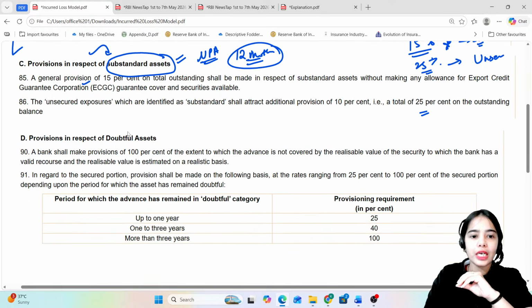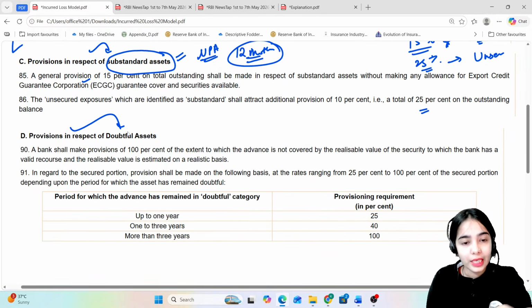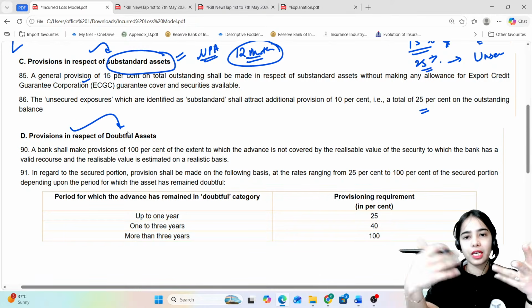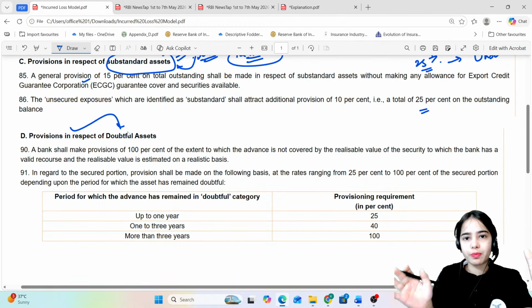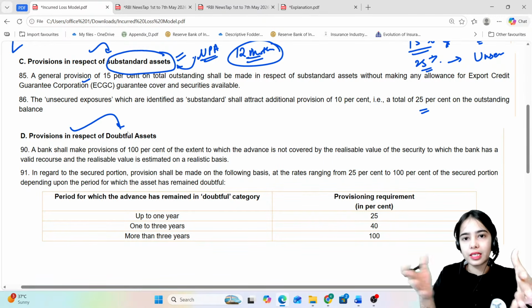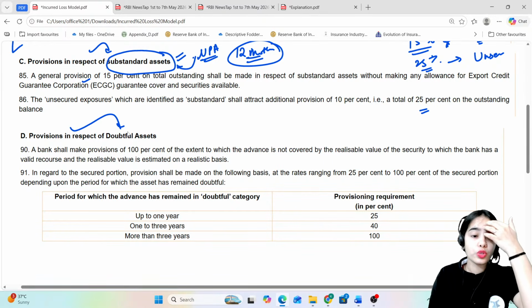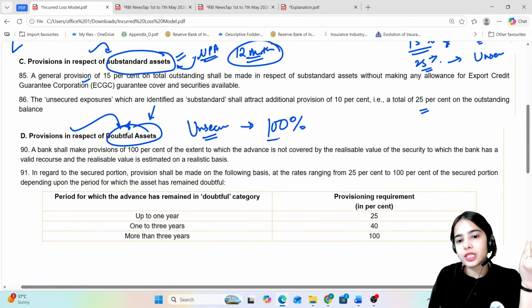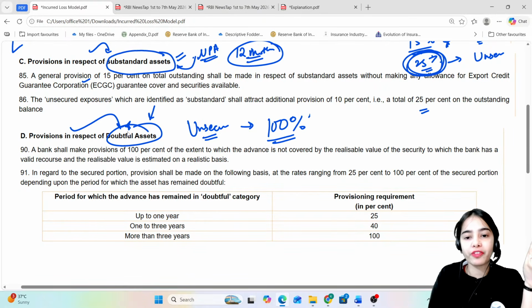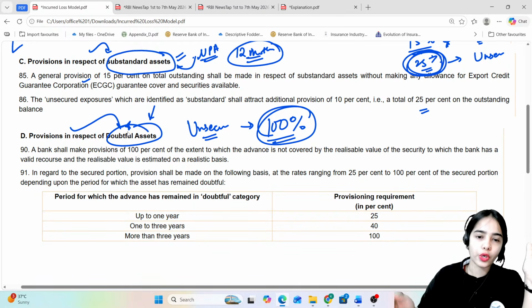Now, if the loan has become doubtful, that means the NPA has been in the substandard asset category for 12 months, and that has passed. After that, when the loan is converting from the substandard asset into the doubtful asset, for the unsecured portion 100% of provisions have to be maintained. So the provisions are increasing from 25% to 100% for the unsecured assets.